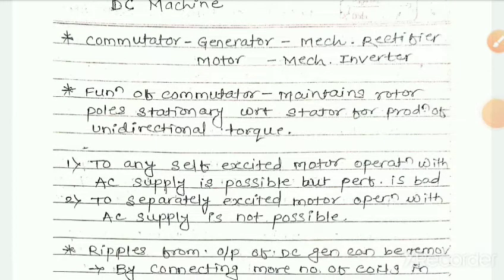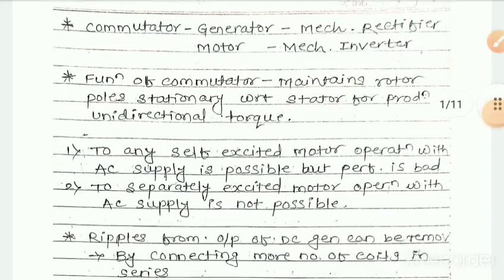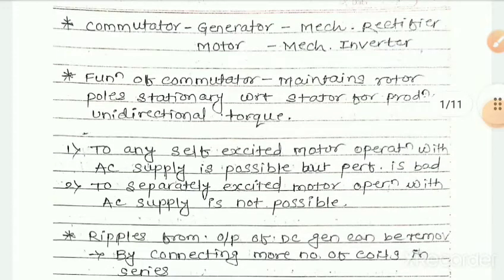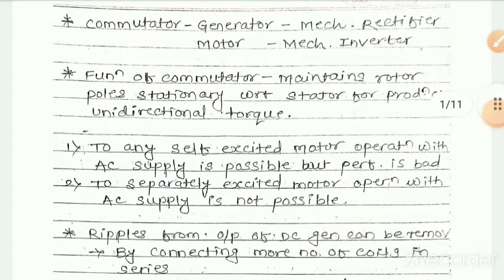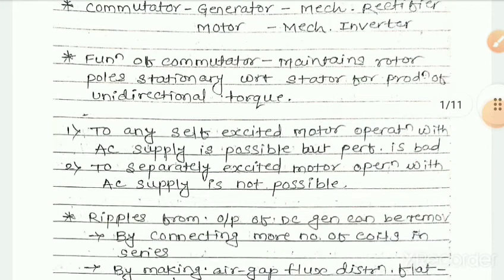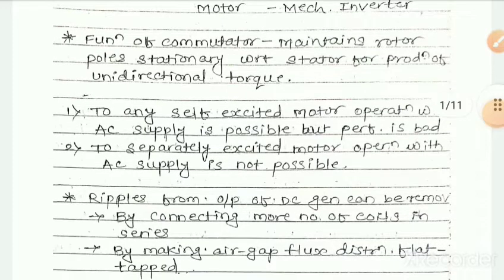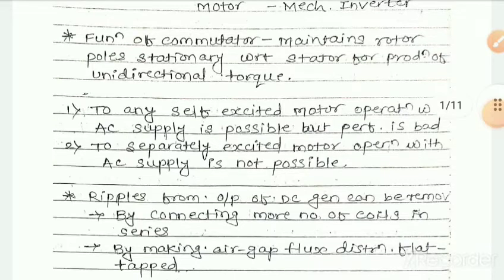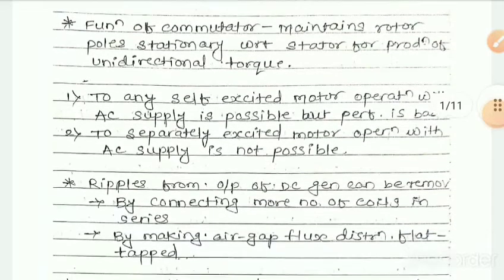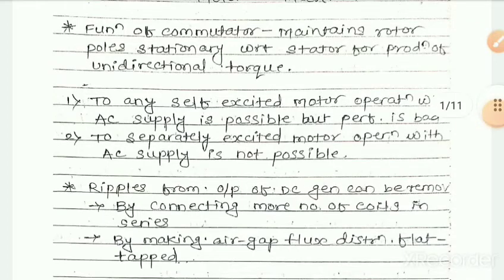In a generator, the commutator functions as a mechanical rectifier as it converts AC to DC, and in a motor it converts DC into AC. It works as a mechanical inverter. Function of a commutator: it maintains rotor poles stationary with respect to the stator for the production of unidirectional torque. A DC machine is nothing but an AC machine with a commutator.